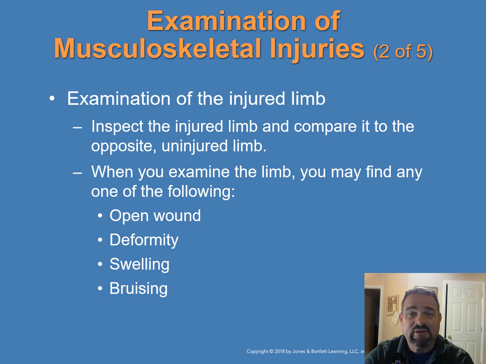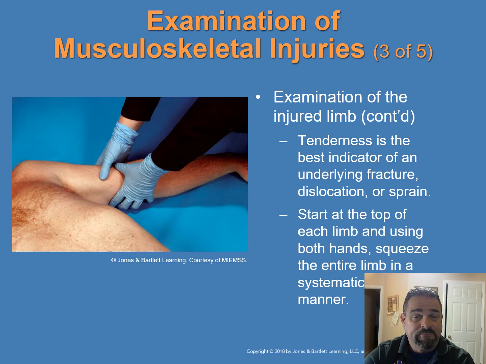Examination of the injured limb. You need to inspect the injured limb and compare it to the opposite uninjured limb. Gently and carefully cut away any clothing covering the wound itself if necessary. When you examine the limb, you may find any one of the following: an open wound, deformity, swelling, or bruising. Any one of these can be found. All right, so continue on. Tenderness is the best indicator of an underlying fracture.